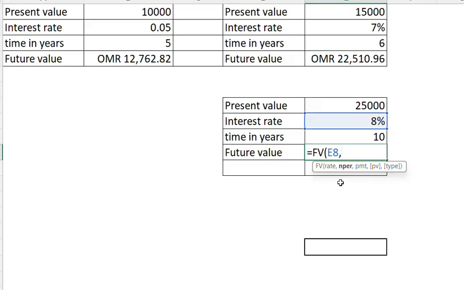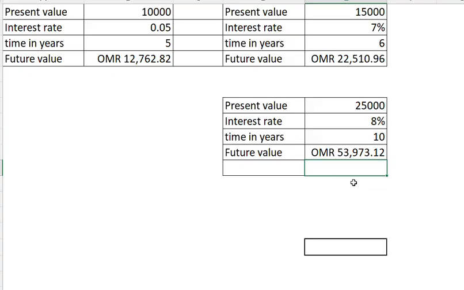Nper means number of periods of investment, that is 10 years. Click on 10, comma. Now PMT, I told you it should be 0, comma. Again, don't forget to put minus present value, comma, 0, bracket close. Now press enter. So here you get your future value. I hope it is clear to everyone.